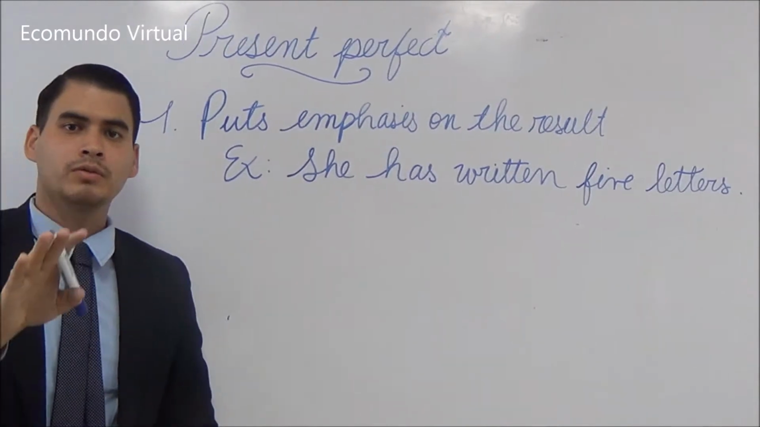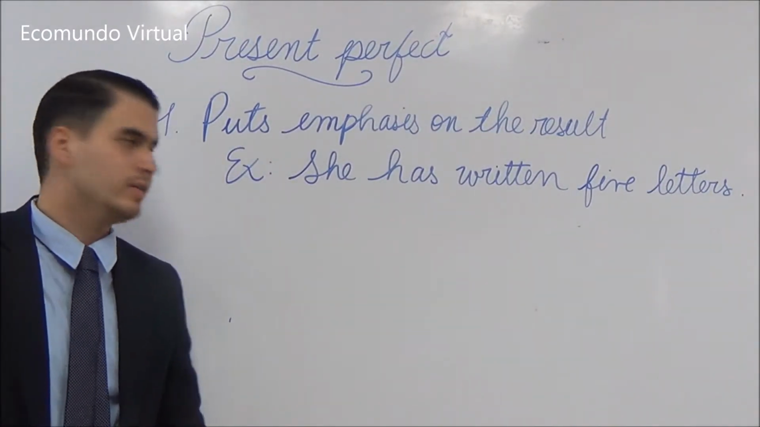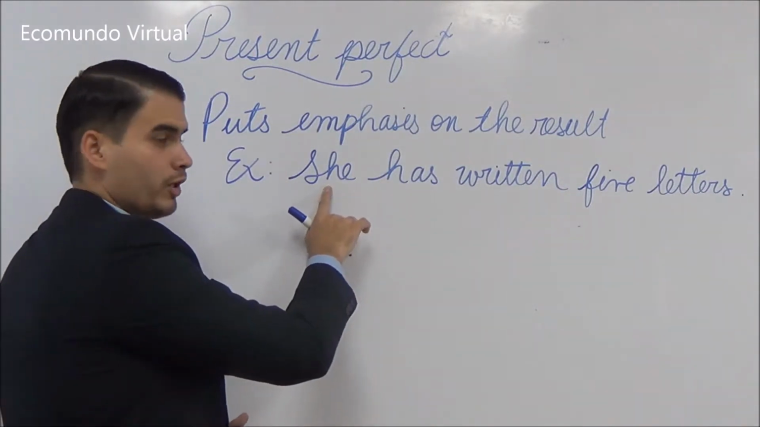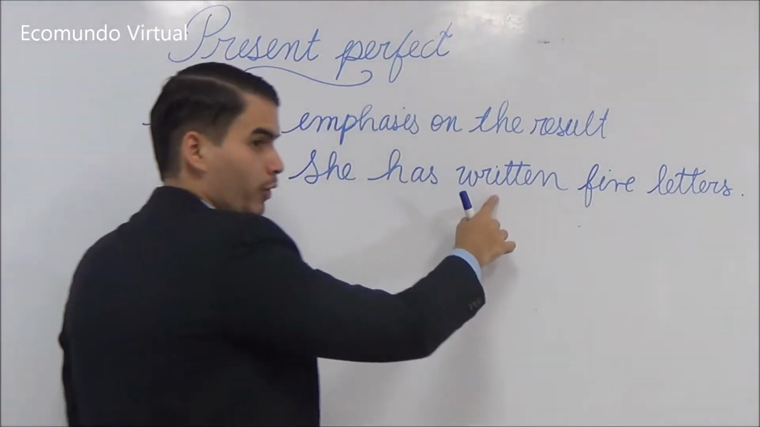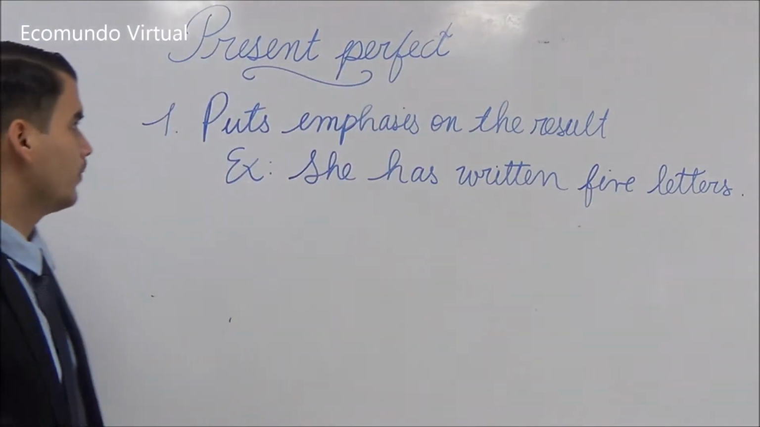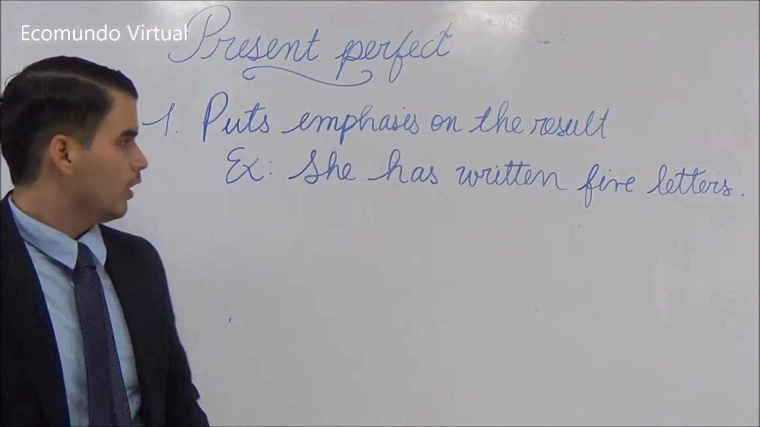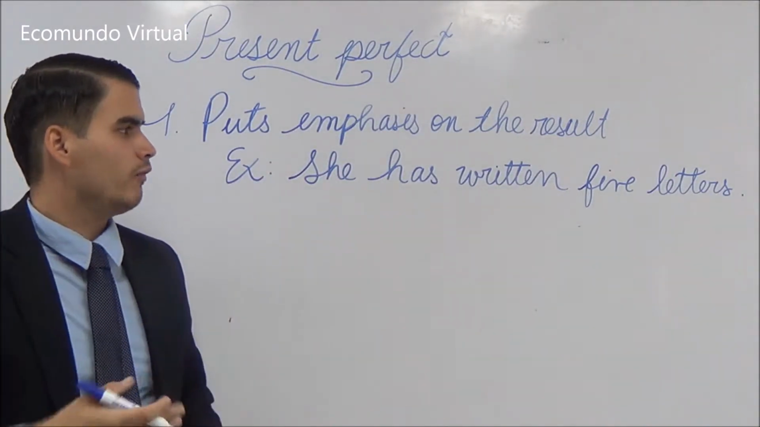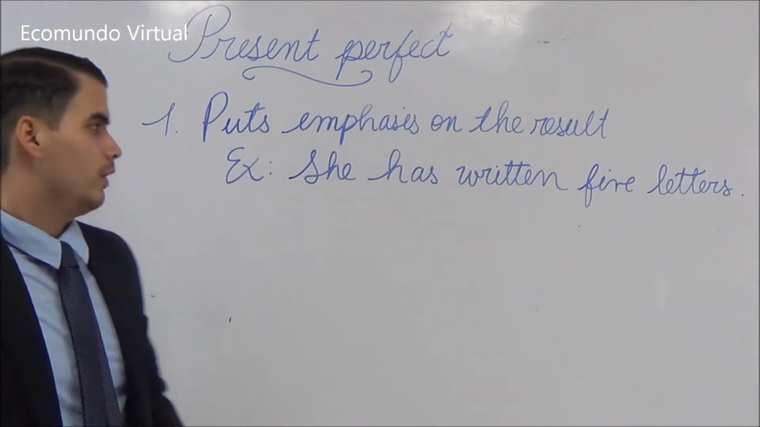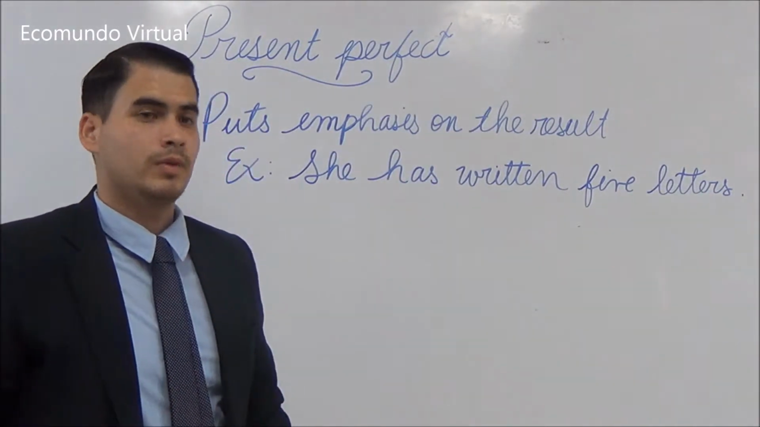Remember that I told you a few minutes ago the correct structure of the present perfect? The subject, the auxiliary, the verb in past participle, and the complement. Now, the rule number 1 says about emphasis on the result. Here we have, she has written 5 letters. The person is making something important about the result.